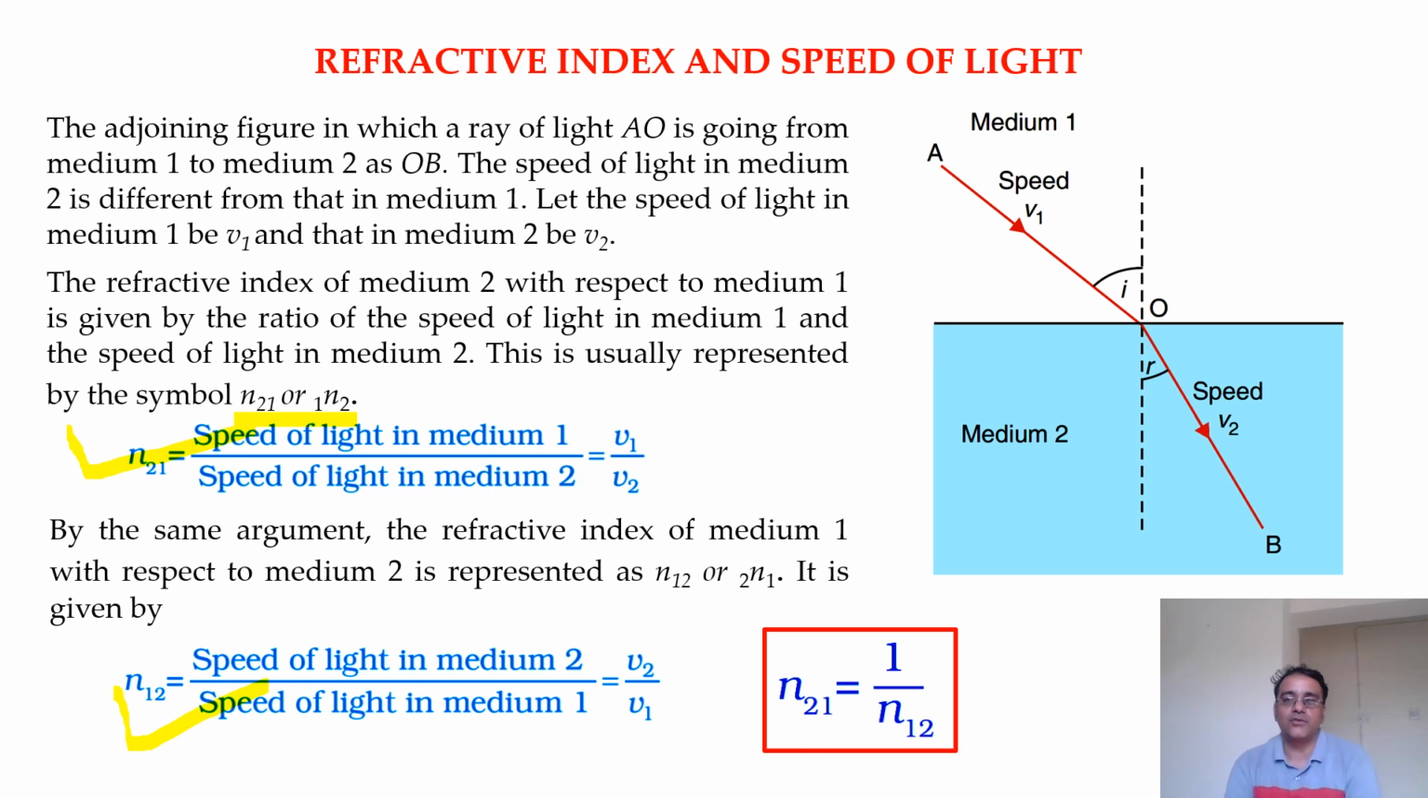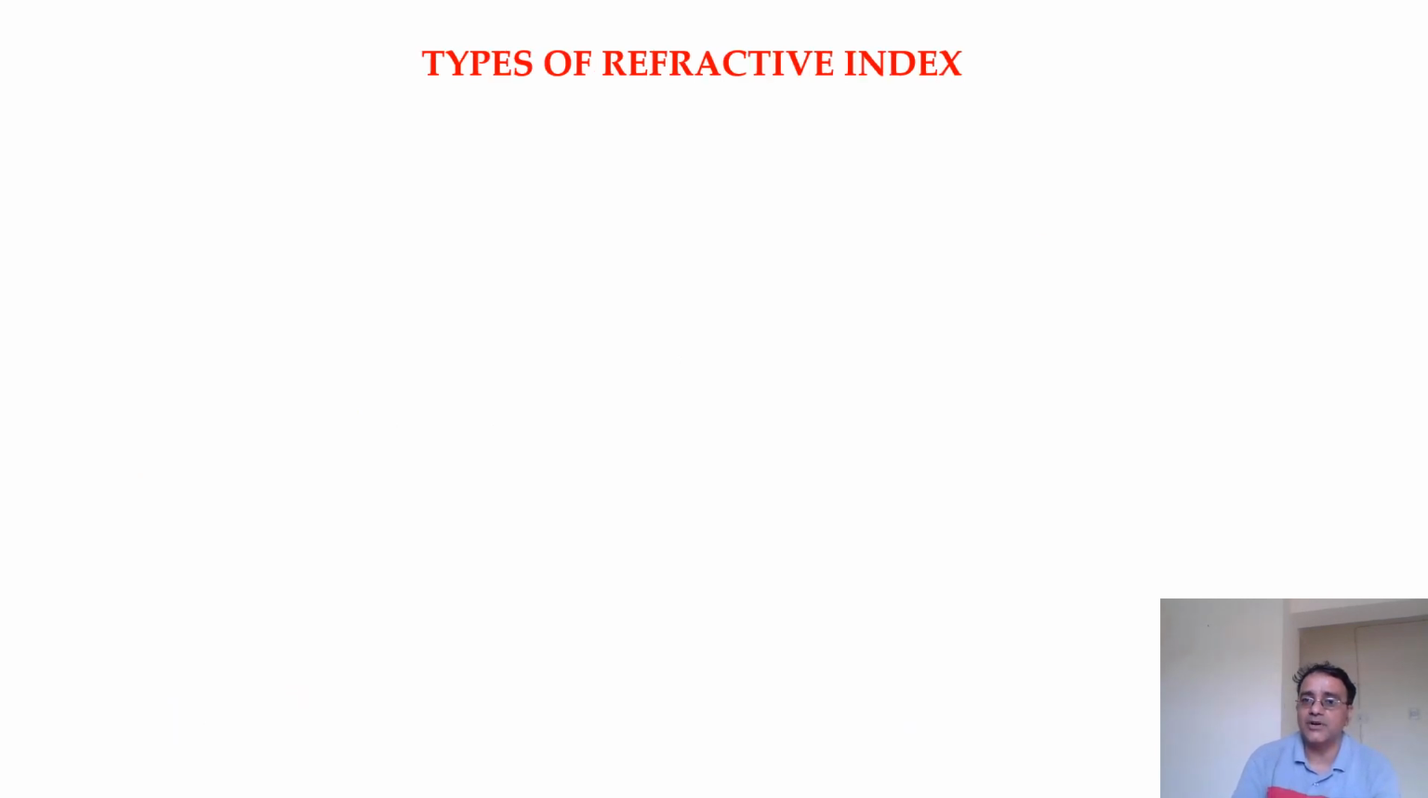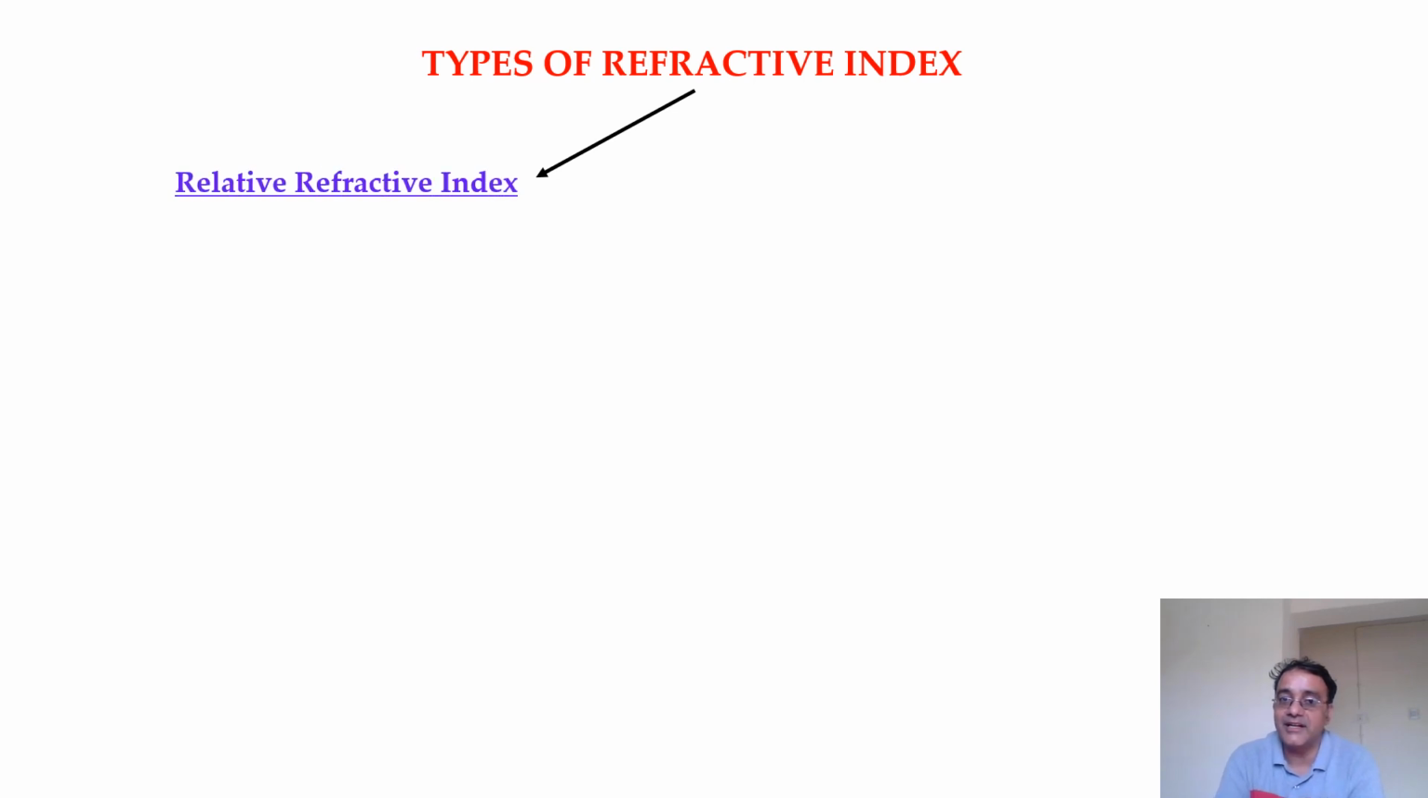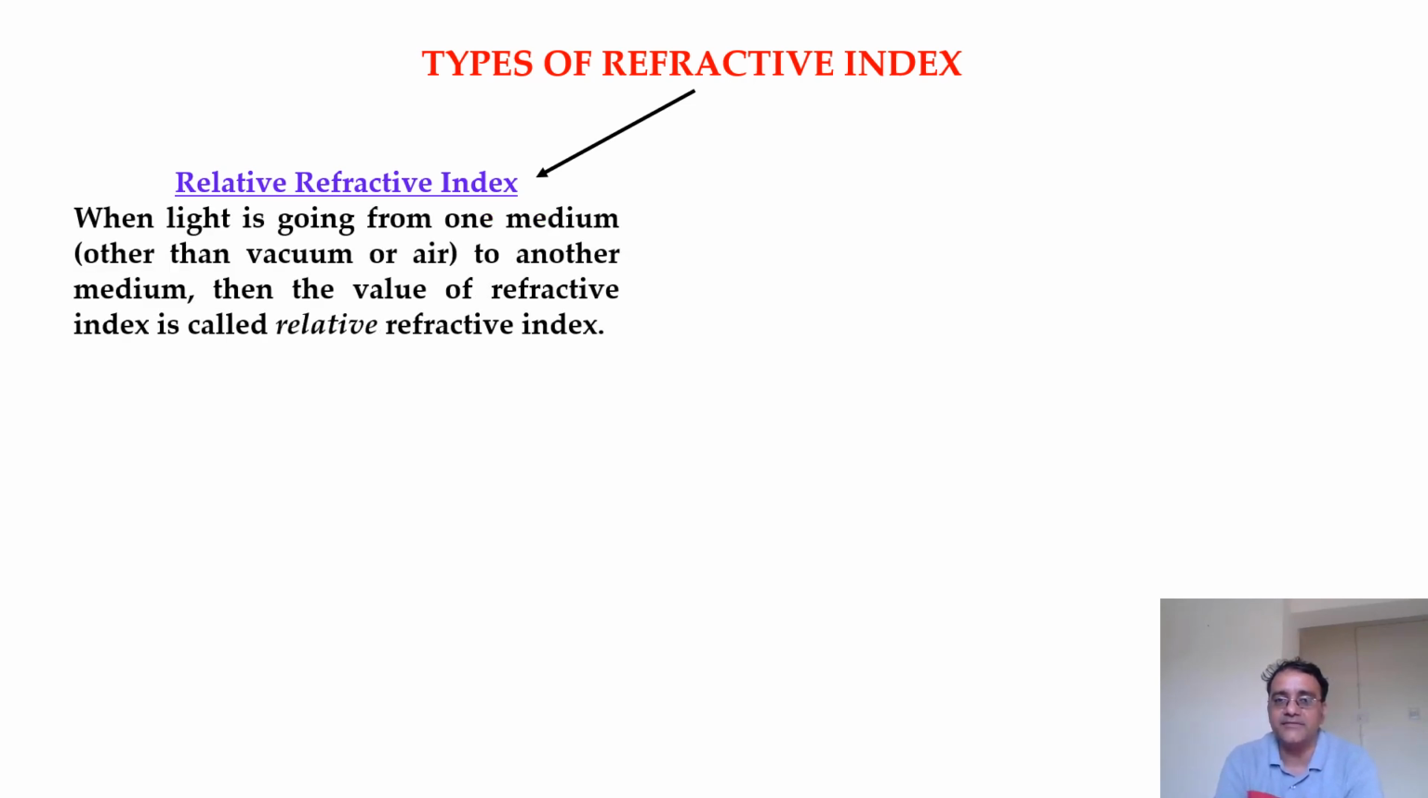So ये तो था refractive index और speed of light, और कुछ important facts हैं इसके बारे में. Then we are going to see the types of refractive index. There are two types of refractive index. The first one is relative refractive index. Okay, relative refractive index is nothing but when a light is going from one medium other than vacuum or air to another medium, then the value of refractive index is called relative refractive index.